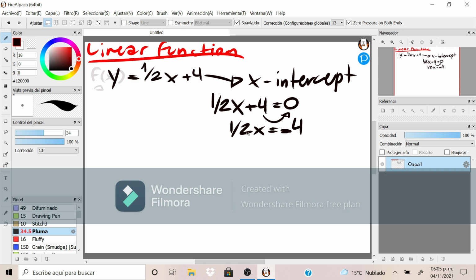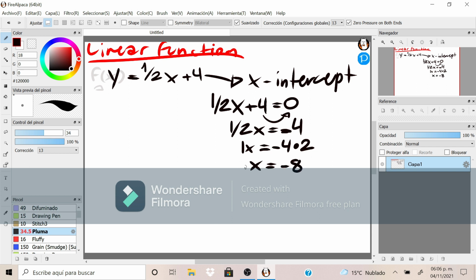Then this 2 says, you know what, I want to go there too. So now it becomes 1x equals minus 4 times 2, because the moment you cross the border, instead of staying the same, a division becomes the opposite operation, a multiplication. Therefore, minus 4 times 2 would be minus 8.